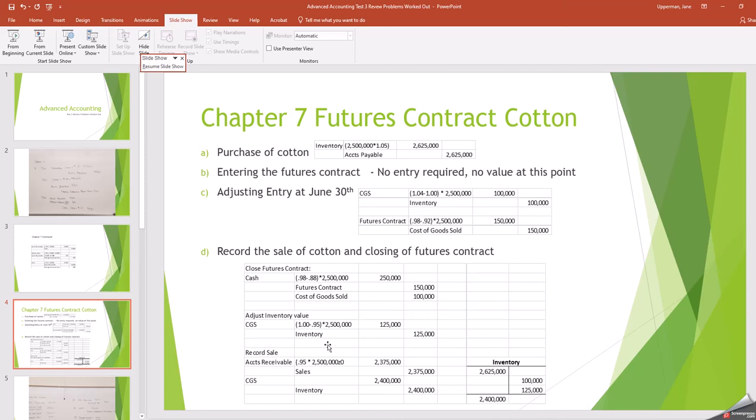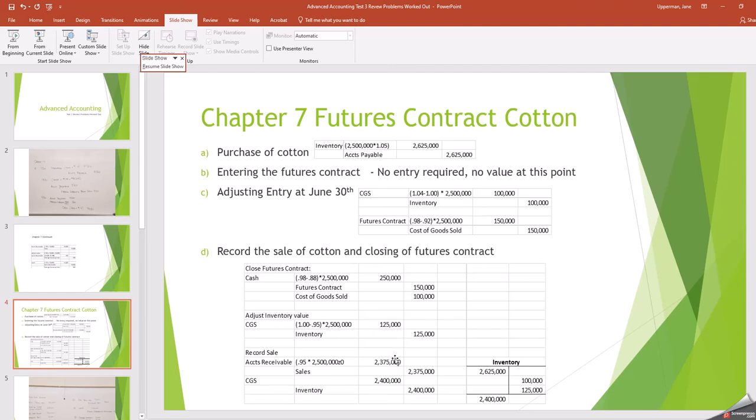Then we come through and look at the inventory. Well, now our spot rate has gone down to 95 cents. So it was $1 at June 30th. Now it's down to 95 cents. So that's a 5 cent decrease. So 5 cents times the 2.5 million gives us $125,000 that we need to reduce our inventory value by. And then we charge that off to cost of goods sold.